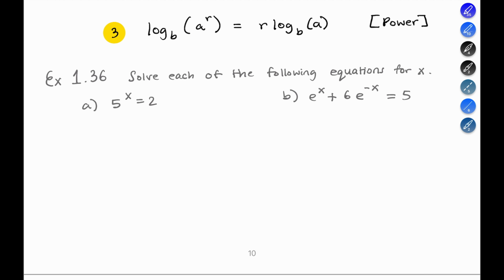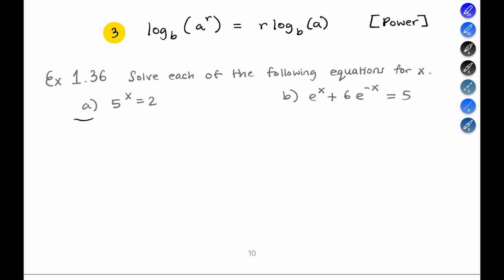So now let's solve this example problem 1.36. It says to solve each of the following equations for x. So let's take a look at example A. It says that 5 to the power of x is equal to 2. So how are we going to solve for x when x is a power?